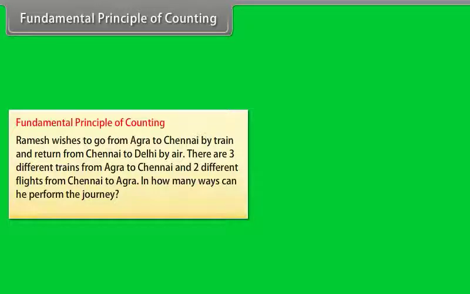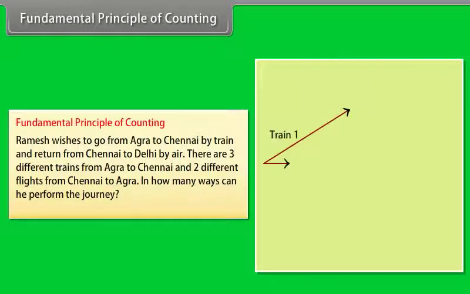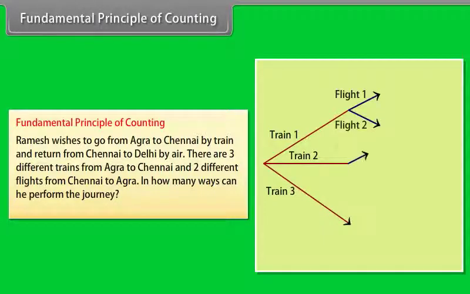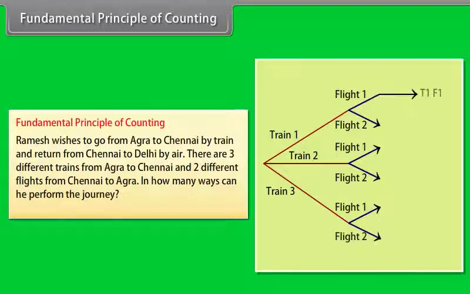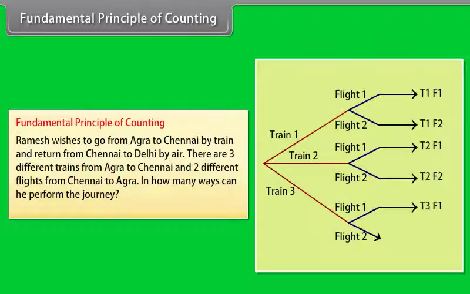Solution: since he can choose any one of the 3 trains for going to Chennai, and for each such choice, he has 2 choices for returning to Agra, he can perform the journey in 3 × 2 ways, that is, 6 ways.